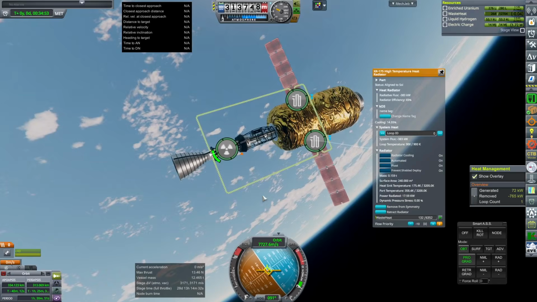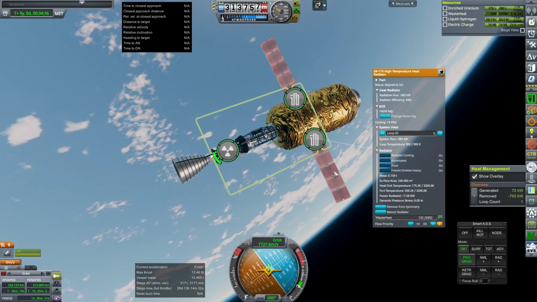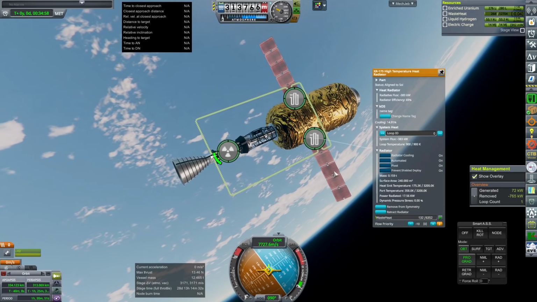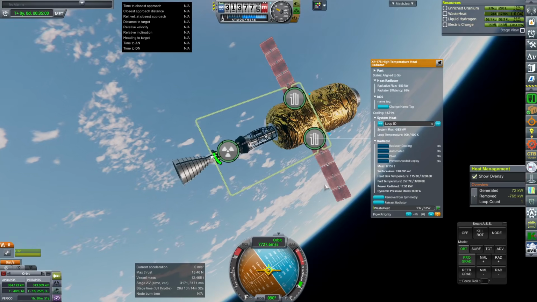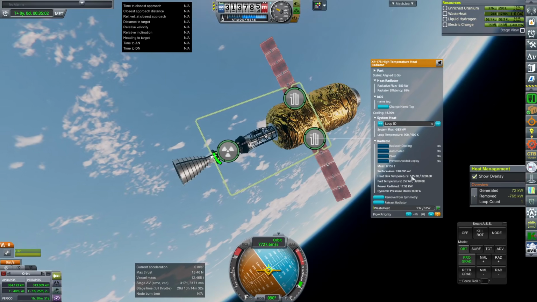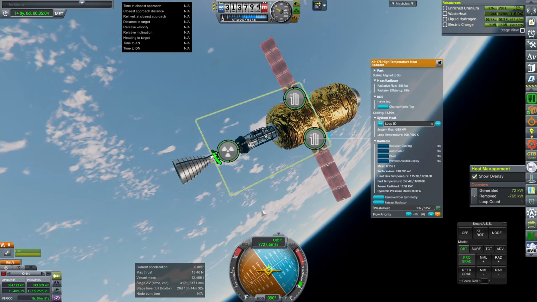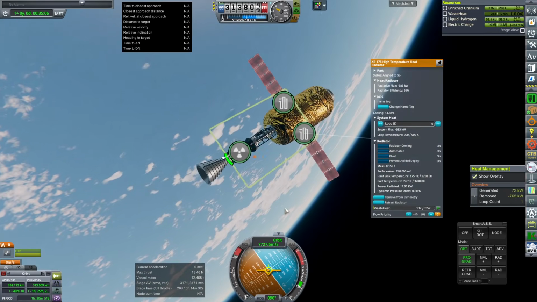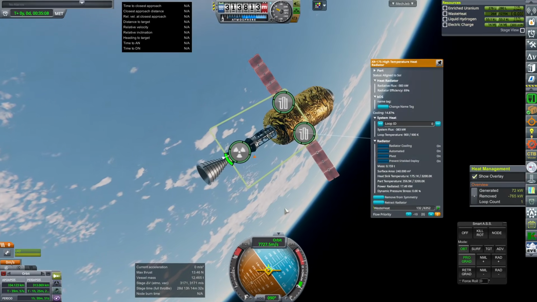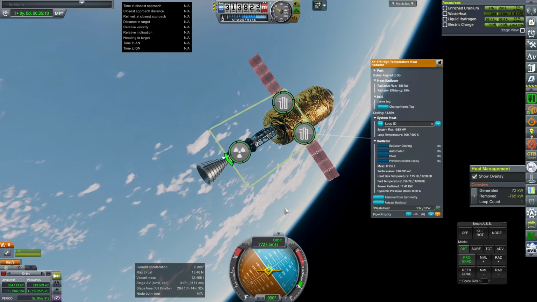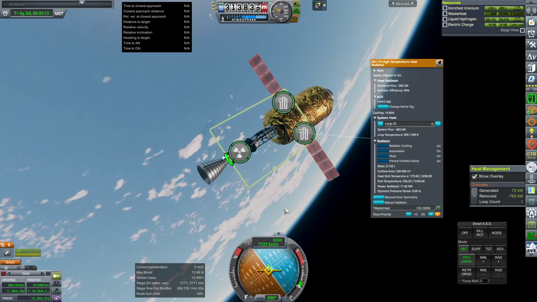Then you can limit the amount of heat you're generating and you don't have to have as large an array of radiators. Now, these aren't very large. That's because they are high temperature heat radiators. And a reminder that the radiators' effectiveness, the amount of heat they dissipate, goes up by the fourth power of the temperature they can handle.